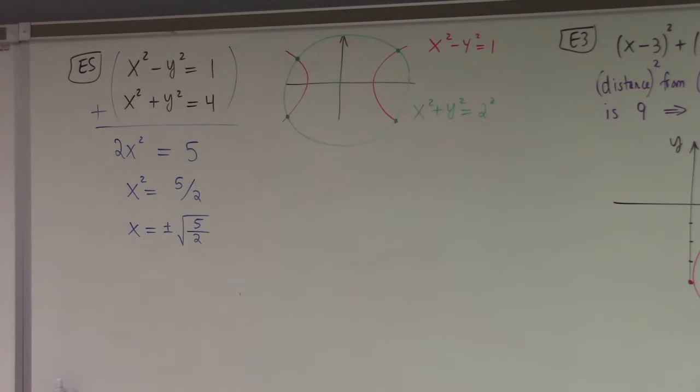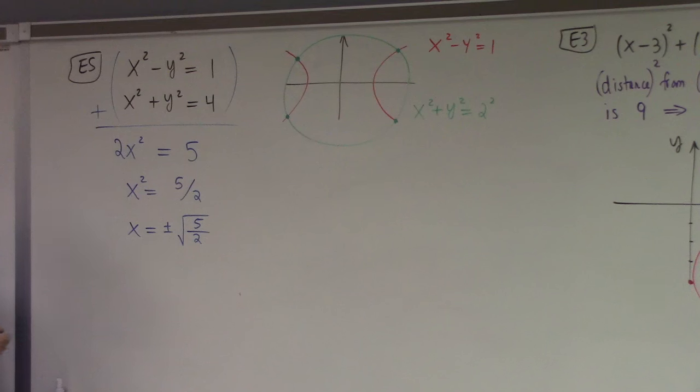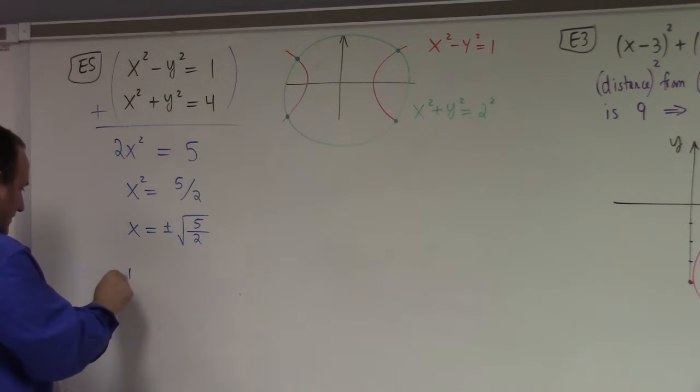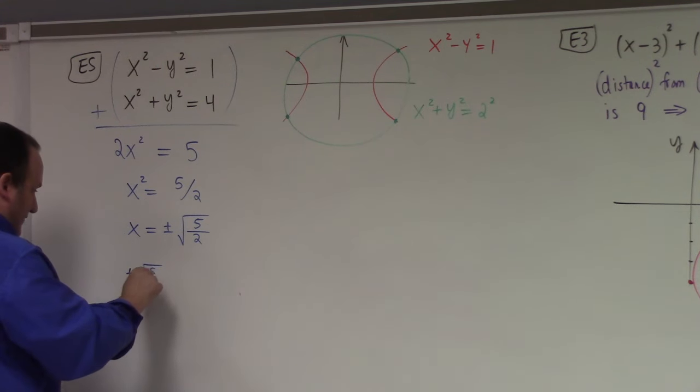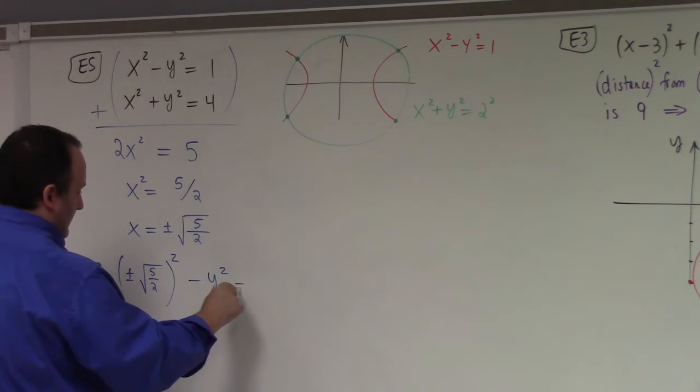We need to find y. So what's the y? Take this and plug it back into whichever equation you like. Which equations do you guys want to use? 1 or 2? The 1? Okay. So we've got plus or minus the square root of 5 over 2. We take that, we square it, right? Minus y squared is equal to 1.